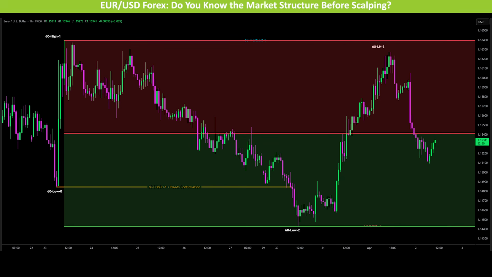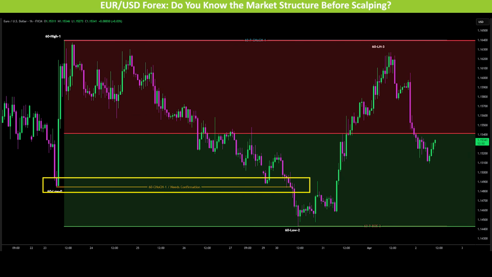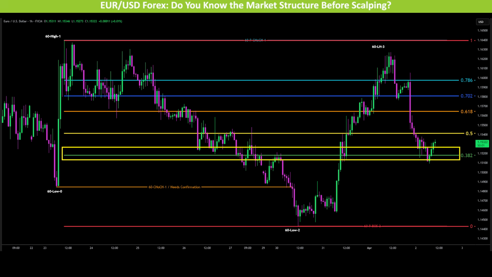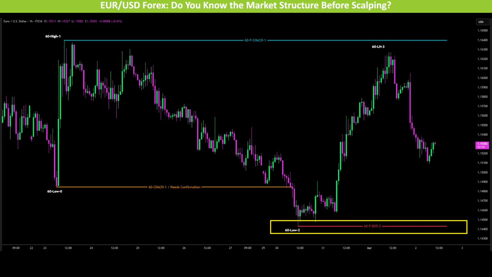So, the logic is, the move from 60-minute high 1 to 60-minute low 2 creates a change of character 1, but it remains unconfirmed. For confirmation, price needed a valid retracement, which has already occurred, followed by a break below 60-minute low 2, which now appears to be developing. So the market is building the conditions for a possible continuation, but it has not confirmed anything yet, and this keeps the structure in a transitional state, where the next impulsive movement will define whether the change of character becomes confirmed or not.